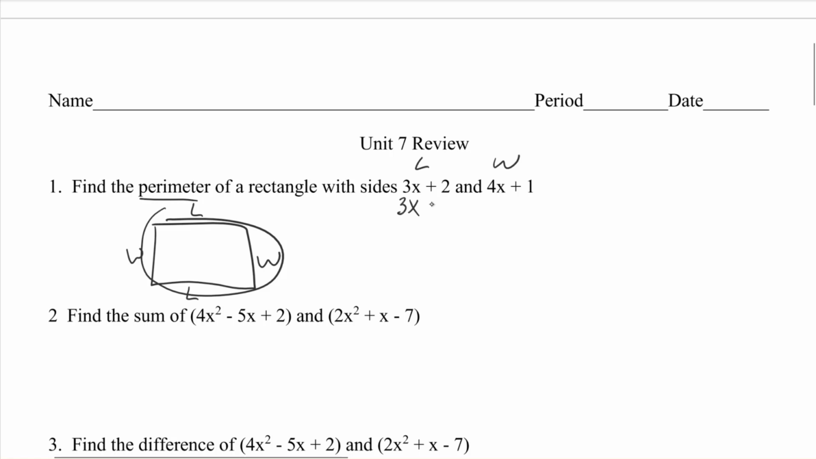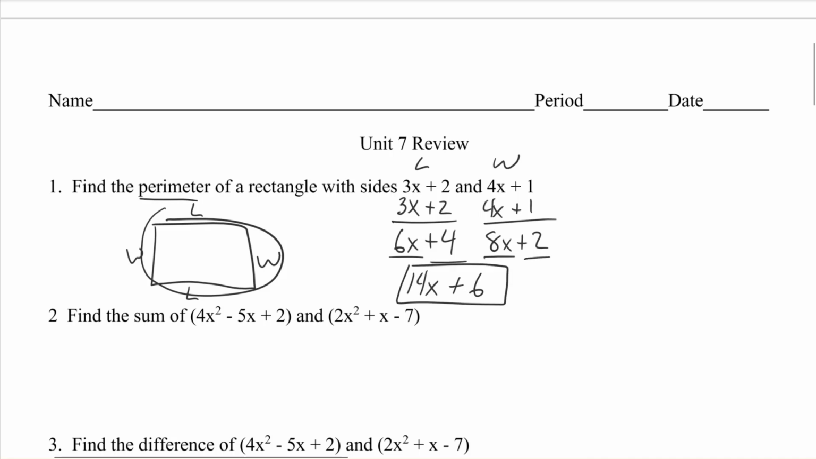So we've got to have another 3x plus 2, and we need to have another 4x plus 1. And we add them together and we get 6x plus 4 and 8x plus 2, and then adding those together, combining like terms, 6x and 8x makes 14x, and 4 and 2 makes 6. So that would be our expression.